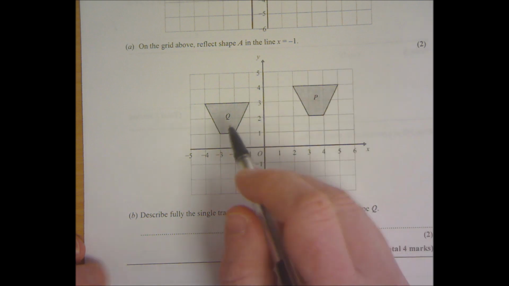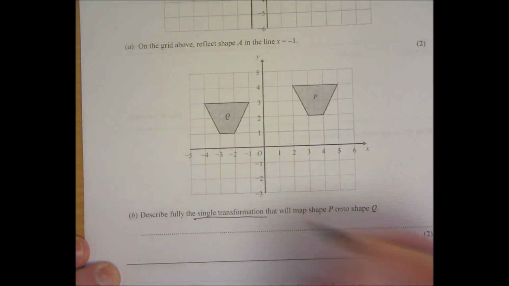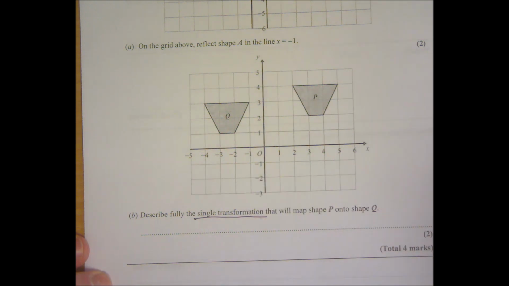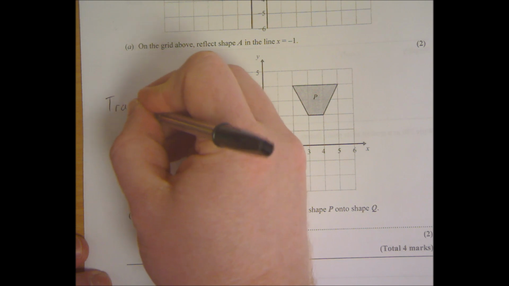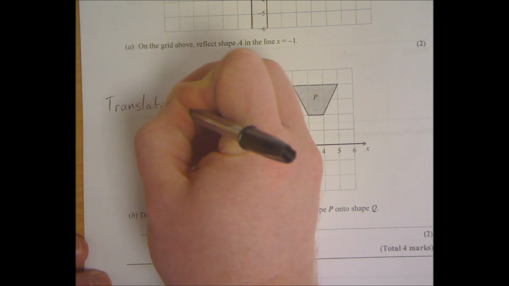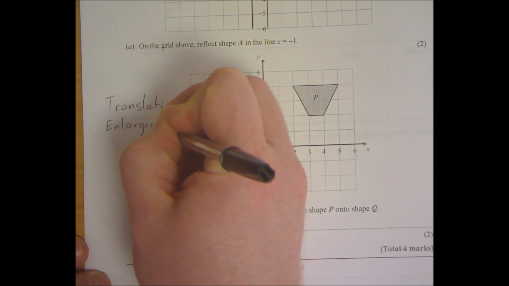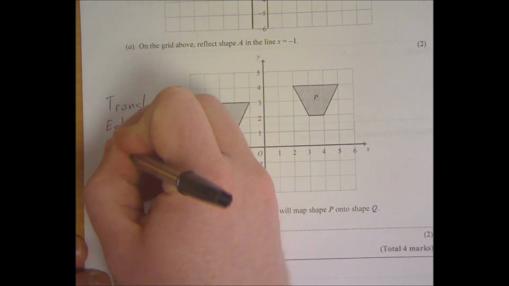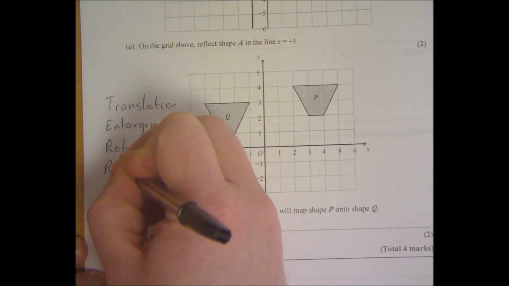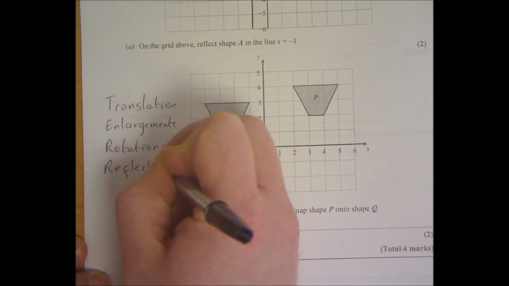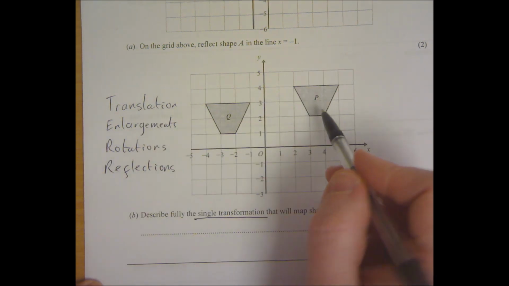The next question, we've got a transformation. It has to describe fully the single transformation, so we can't use more than one movement. So there's 4 different types of transformation. We've got a translation, we've got enlargements, rotations, and reflections. So we have to decide which of those describes what's happened here.